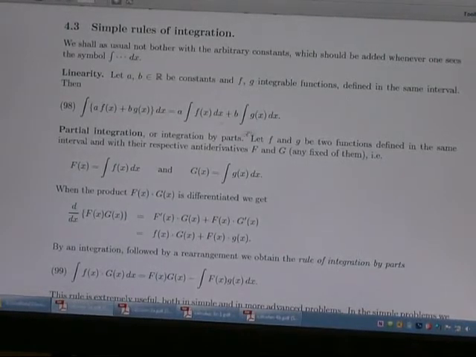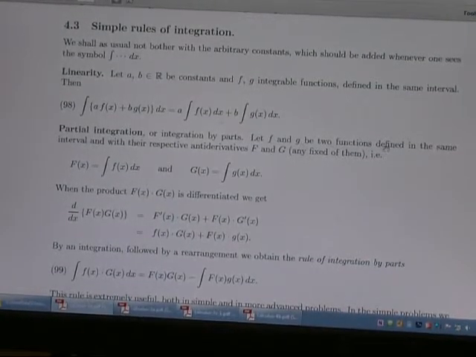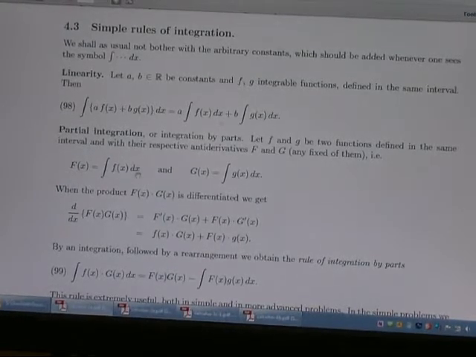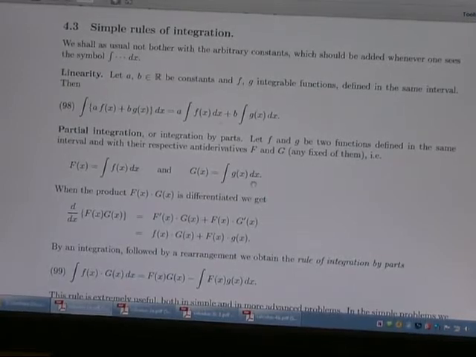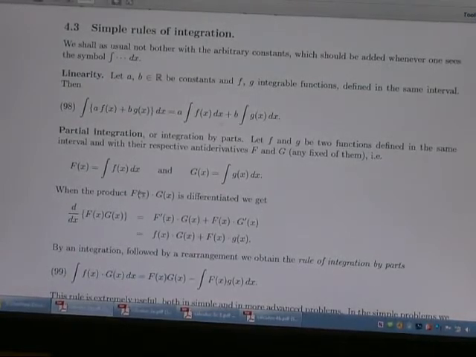Integration by parts. Let f and g be two functions defined in the same interval, with respective antiderivatives capital F and capital G. So capital F is equal to the integration of f(x) dx, and capital G is the integration of g(x) dx. The product of F and G is then differentiated, so (F G)' = f(x) G(x) + F(x) g(x).